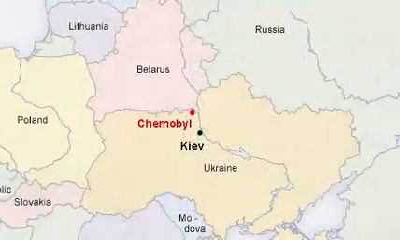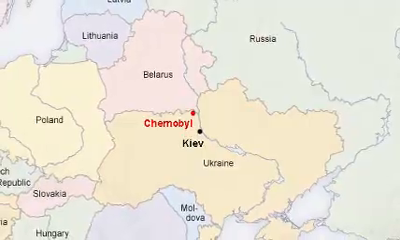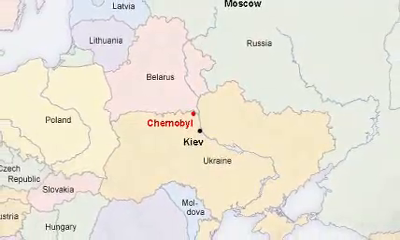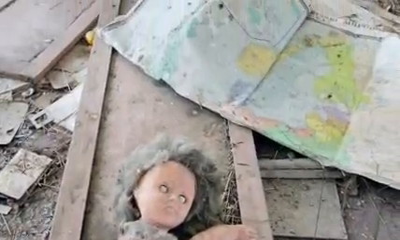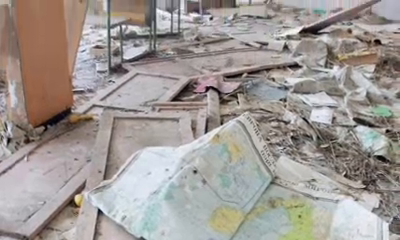The Chernobyl disaster arose from a nuclear reactor accident at the Chernobyl nuclear power plant in Ukraine, which was then part of the Soviet Union. Chernobyl's name has become infamous due to the resulting fatalities and widespread radioactive contamination that occurred.